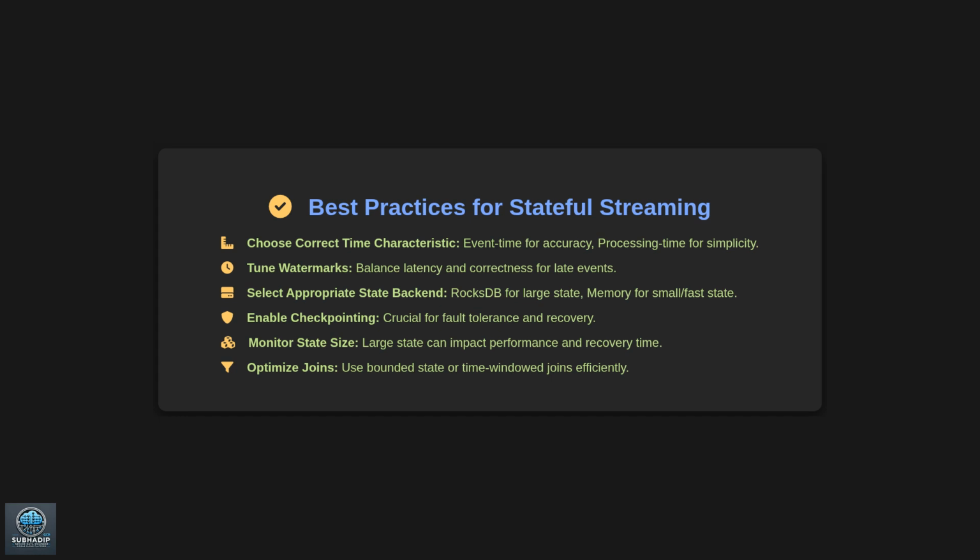To excel in stateful streaming, choose the correct time characteristic: event time for accuracy, or processing time for simplicity. Tune your watermarks to balance latency and correctness for late events. Select the appropriate state backend, like RocksDB for large state, or memory for small and fast state. Always enable checkpointing for fault tolerance. Monitor your state size to avoid performance impacts, and optimize joins efficiently, using bounded state or time window joins.